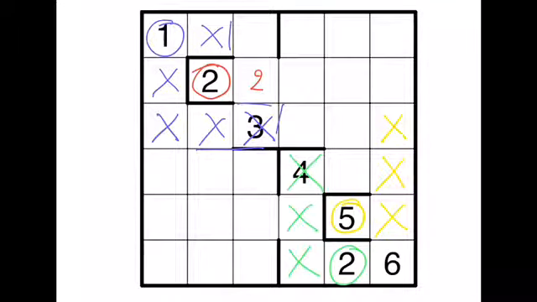How many squares do we have? 1, 2, 3, 4, 5, 6. 1, 2, 3, 4, 5. Oh, that's it. We have 1, 2, 3, 4, 5, 6.